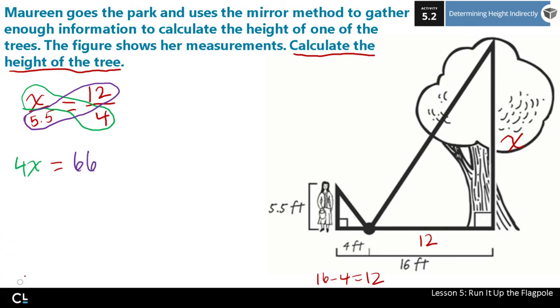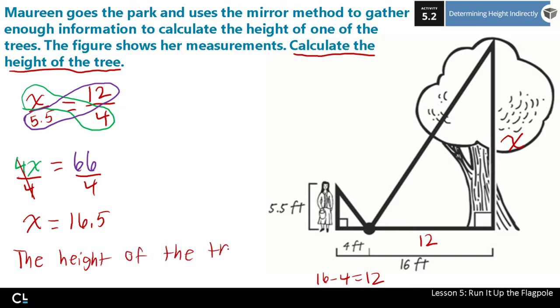So then, once again, now we're at that one-step equation. We just divide by 4 on both sides. It cancels, and we're left with x equals 16.5. So what? Now we just need to write this as our answer. We could say the height of the tree is 16.5 feet. Boom. There's our answer. The height of the tree is 16.5 feet.